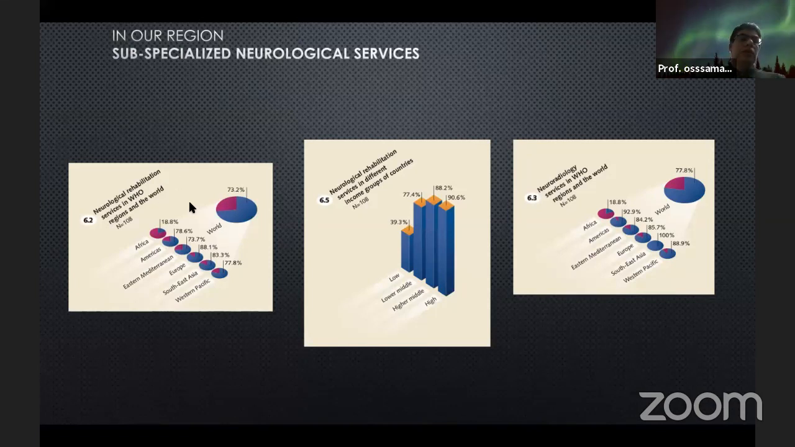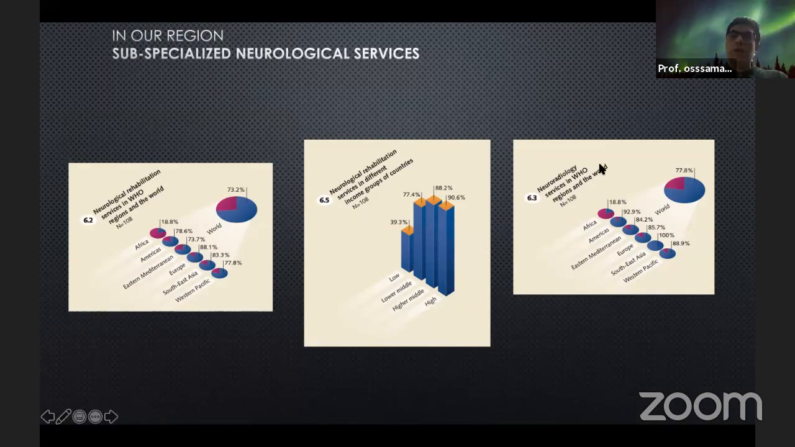I think the first graph shows neurological rehabilitation services in the region, like in Africa, where red is absent and blue is present. When we look at Africa, 18% of the whole African population is covered by neurological rehabilitation.